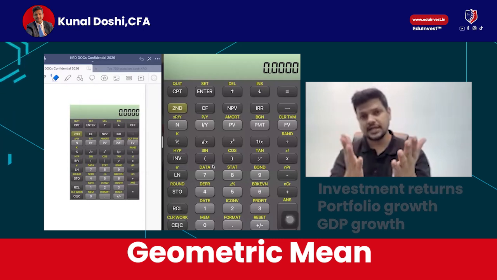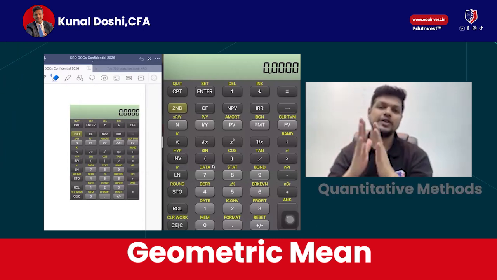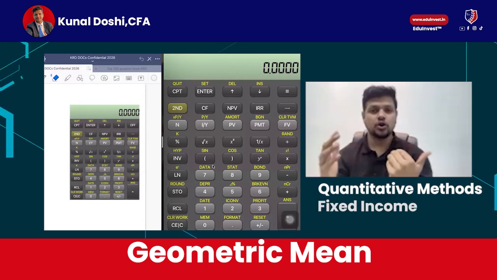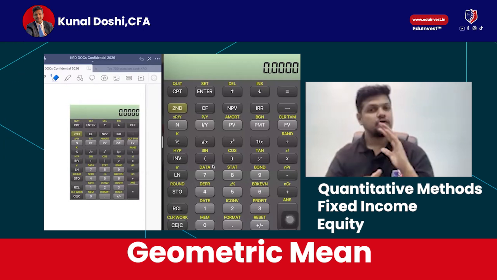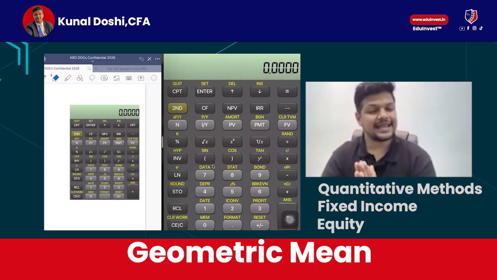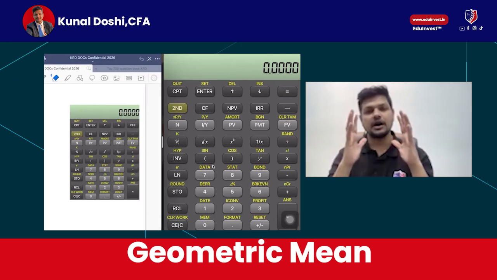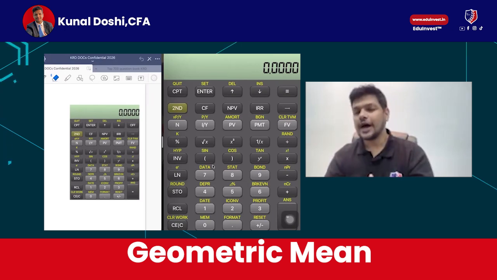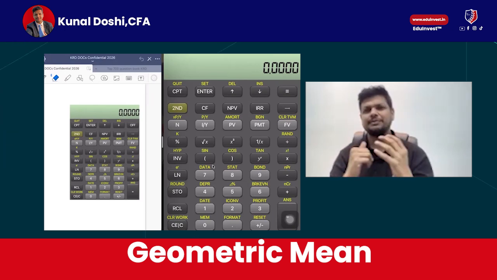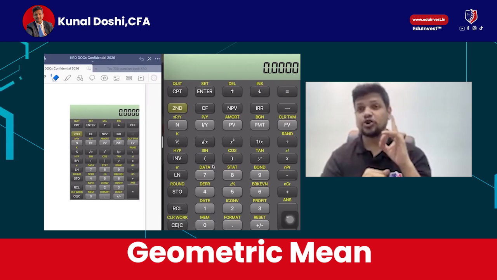It's used in quants, of course, but more exclusively used in fixed income and equity and other topics. Let's start with that. For this, I have utilized an example also from my book Top 700, which is an exclusive book with amazing questions. So I will take that example to make it much easier. All right, so this is geometric mean.